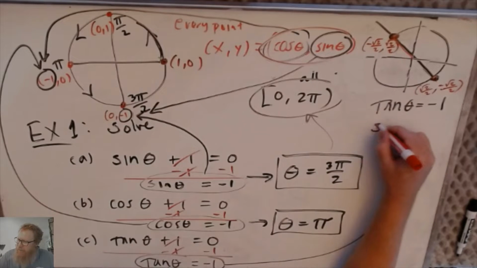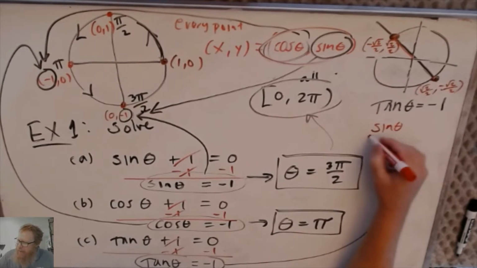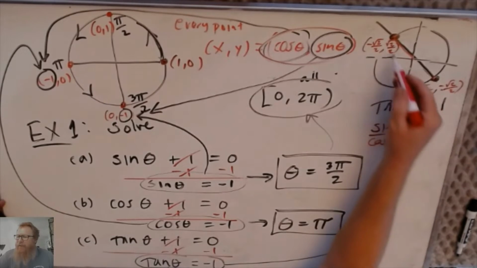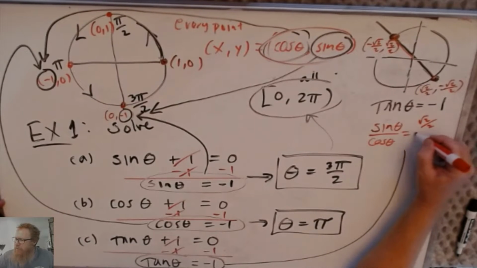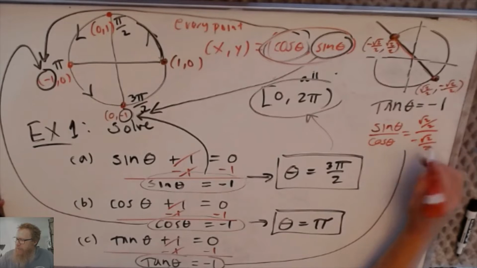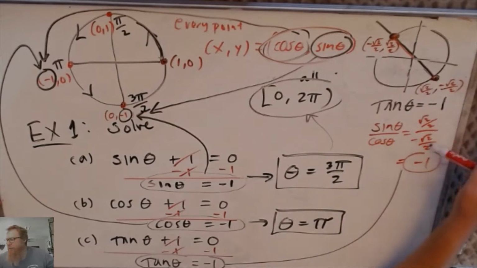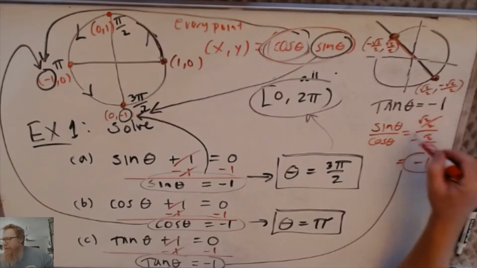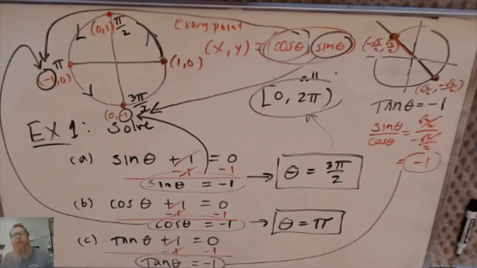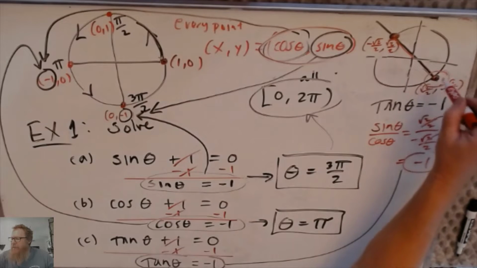Again, these are cosines and sines. And so sine divided by cosine would be radical 2 over 2 divided by negative radical 2 over 2, which is clearly negative 1. You're dividing a number by its opposite. You're going to cancel everything out, and you're going to get negative 1. And the same thing will happen in this quadrant here.